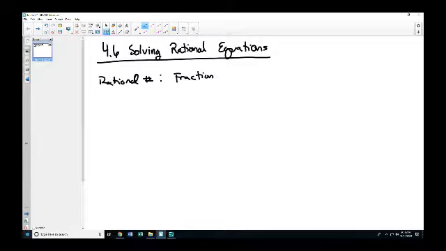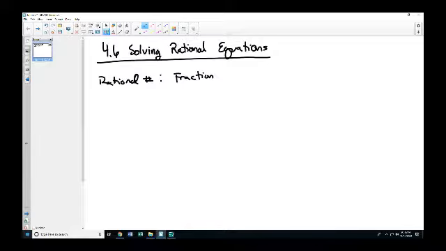So we're going to solve equations with lots of fractions in them. We're going to have to find common denominators. We're going to have to do all that stuff. Okay? So hopefully the techniques we use make it easier.